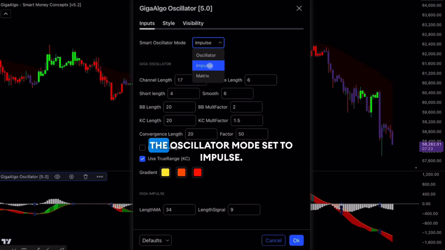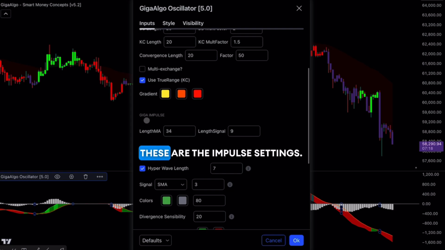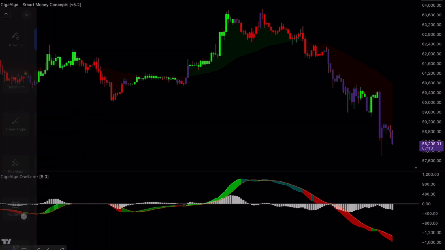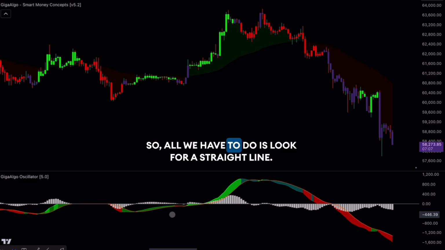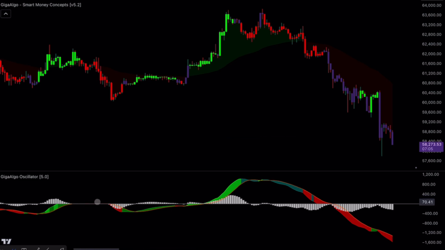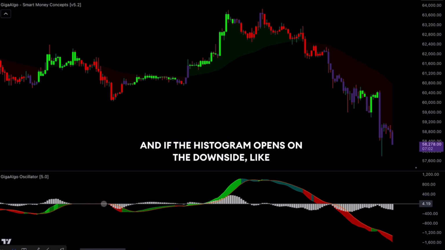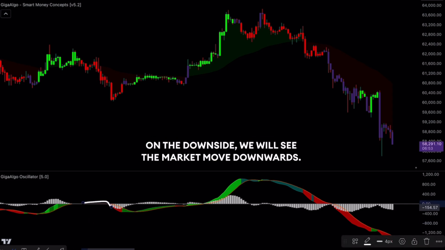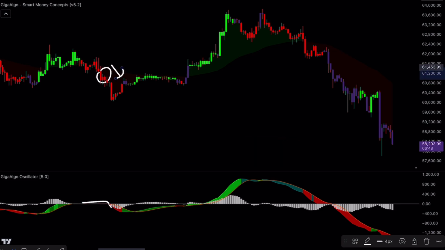Alright, so next we have the oscillator mode set to impulse. These are the impulse settings. Let's see how it works. All we have to do is look for a straight line, and if the histogram opens on the downside, like here on a straight line, the histogram opens on the downside, we will see the market move downwards.